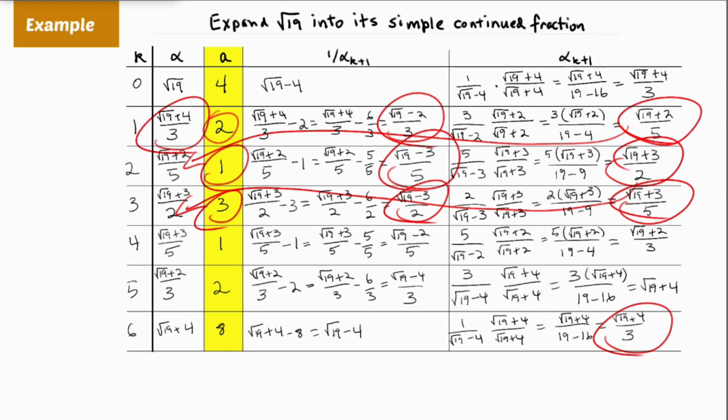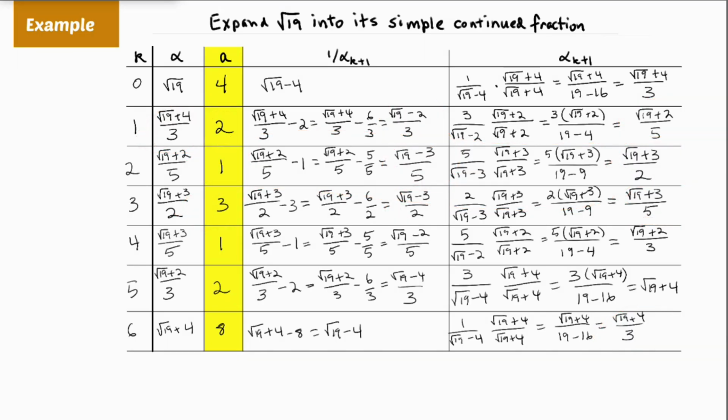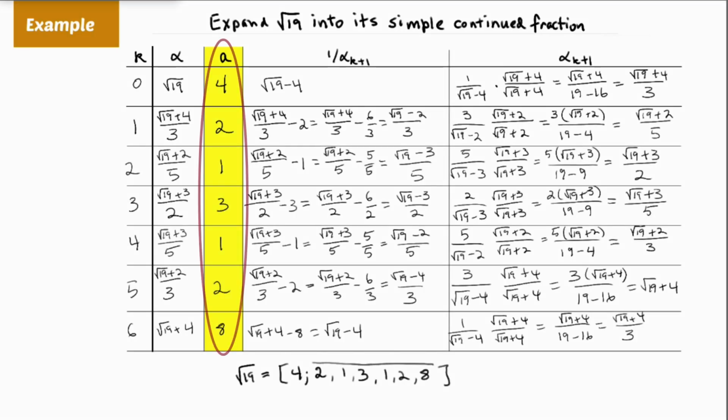There are 6 terms in the repeating part of the expansion, so every 6th row would be the same. There's no need to keep going like this though. We can just write square root of 19 equals 4, 2, 1, 3, 1, 2, 8, with all but the 4 repeating. The numbers come from here, the column with the values of a sub k.